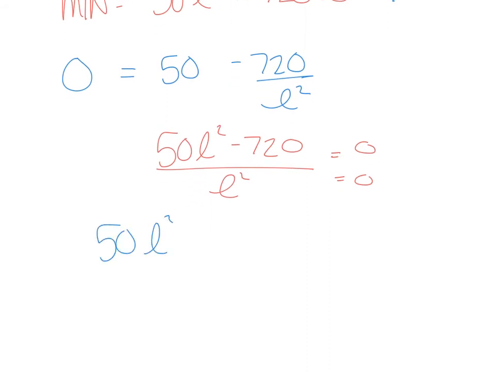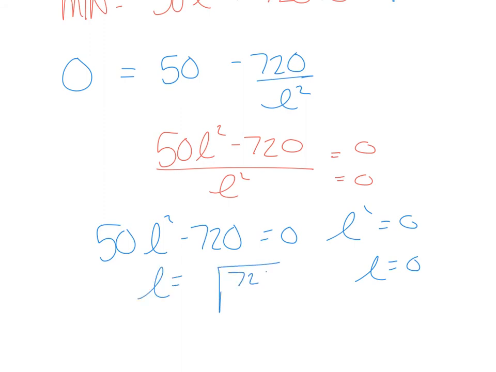So 50L squared minus 720 equals 0. L squared equals 0. So I get L equals 0. Here I get this L equals the square root of 720 over 50. Now that's not looking like a nice number, but that's okay. Again, I'm going to use my calculator. 720 divided by 50. And I get L equals 3.795. Remember, AP Calc is 3 decimal places.